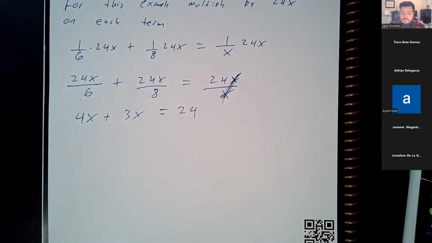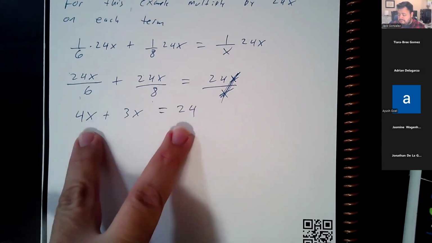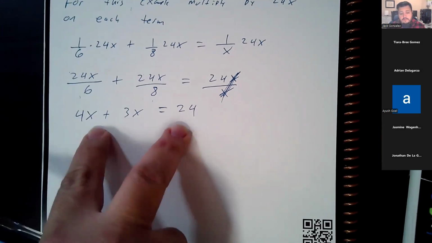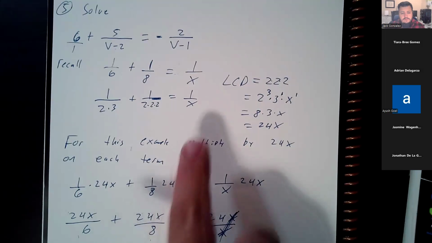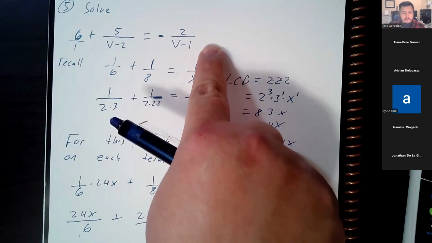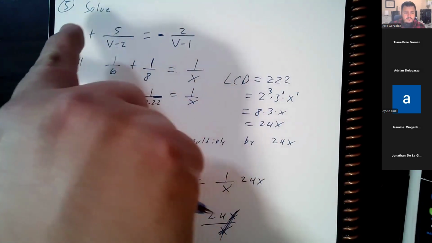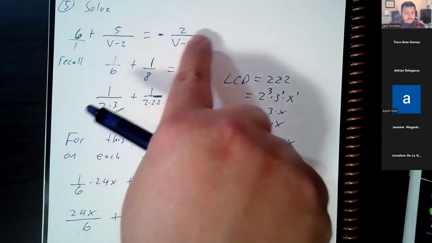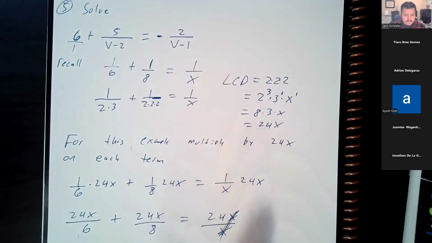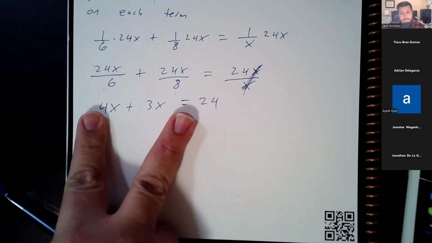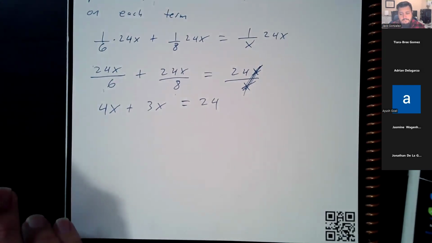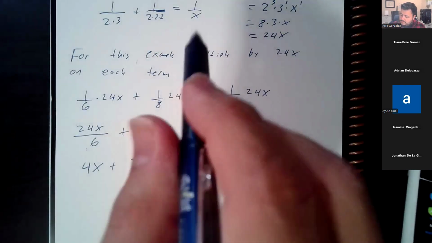So the goal is to identify the LCD, multiply every term, and then have a basic question where it's no longer a problem. You see the goal with this is identify the LCD and get rid of this nonsense because it looks really hard. But if I get rid of the fractions, then I have something more manageable, right? Yeah, so that's what we're trying to do.